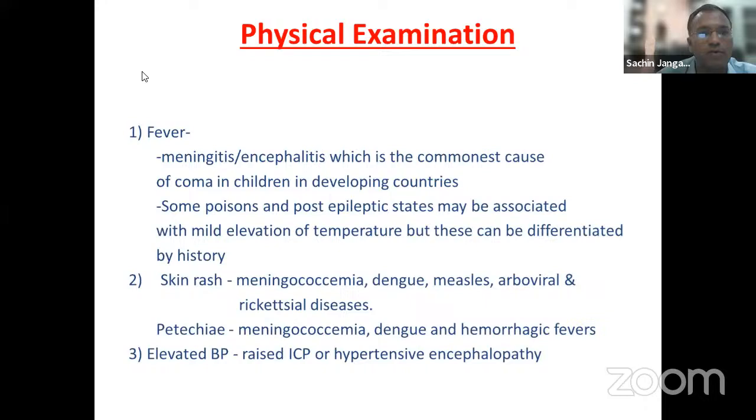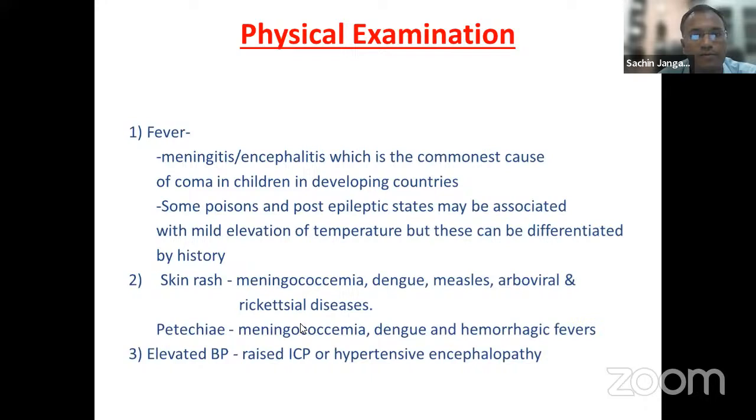In physical examination, if fever is present, it points toward meningitis or meningoencephalitis, which is the commonest cause in our country. Some poisons and post-ictal states also have mild fever, but this can be differentiated by the history. If you have a skin rash, it can point toward meningococcemia, dengue, measles, arboviral or rickettsial diseases. If there are petechiae, it can point toward meningococcemia, dengue or hemorrhagic fevers. If there is hypertension, this may be hypertensive encephalopathy, or it may be the Cushing triad and a sign of raised ICP. But Cushing triad is usually a very late sign.